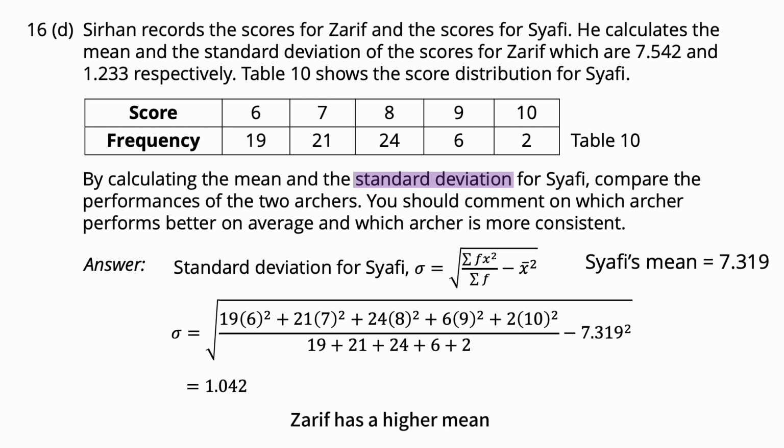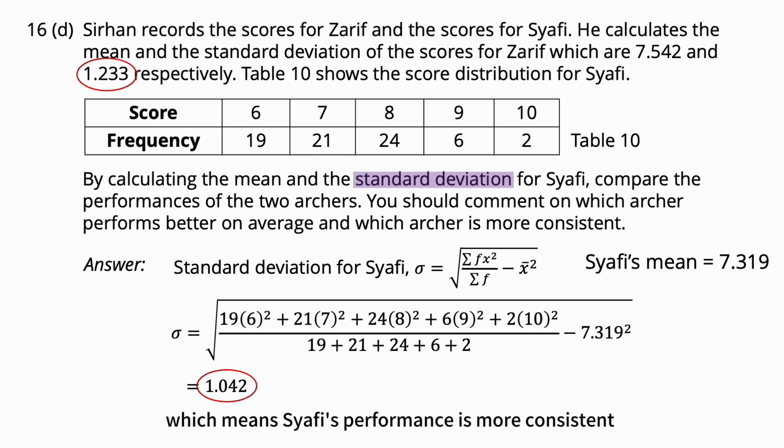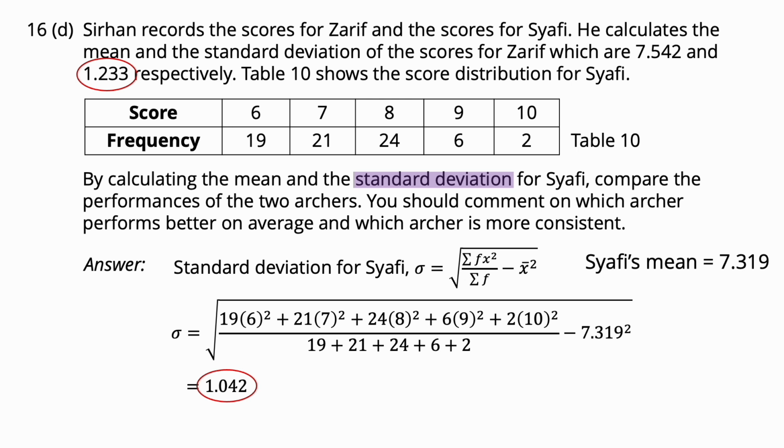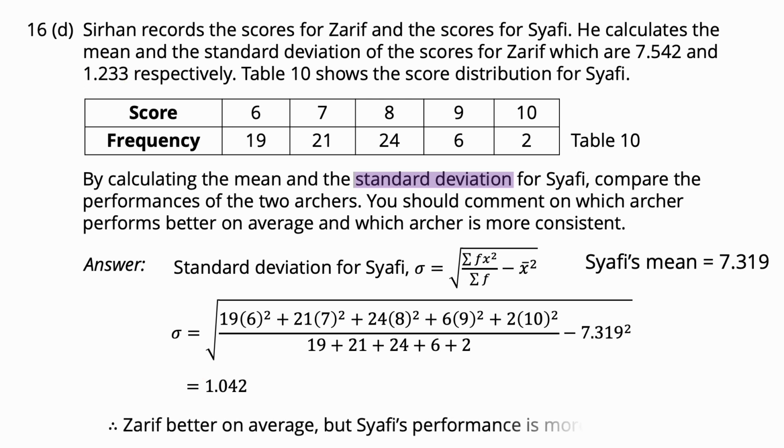Zarif has a higher mean, 7.542, compared to Shafi, 7.319, meaning Zarif performs better on average. Shafi has a lower standard deviation, 1.042, than Zarif, 1.233, which means Shafi's performance is more consistent, less spread out. Therefore, Zarif is better on average. Shafi's performance is more consistent.